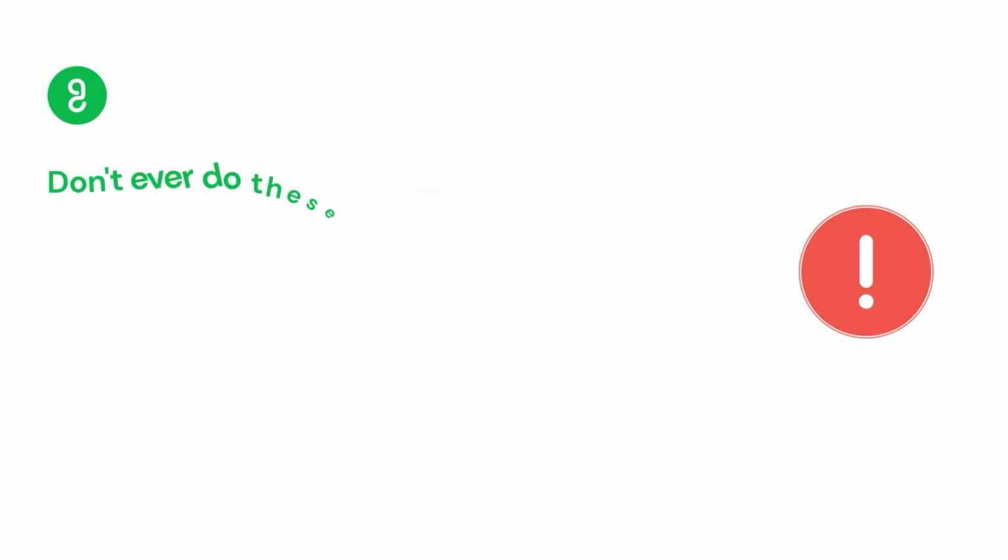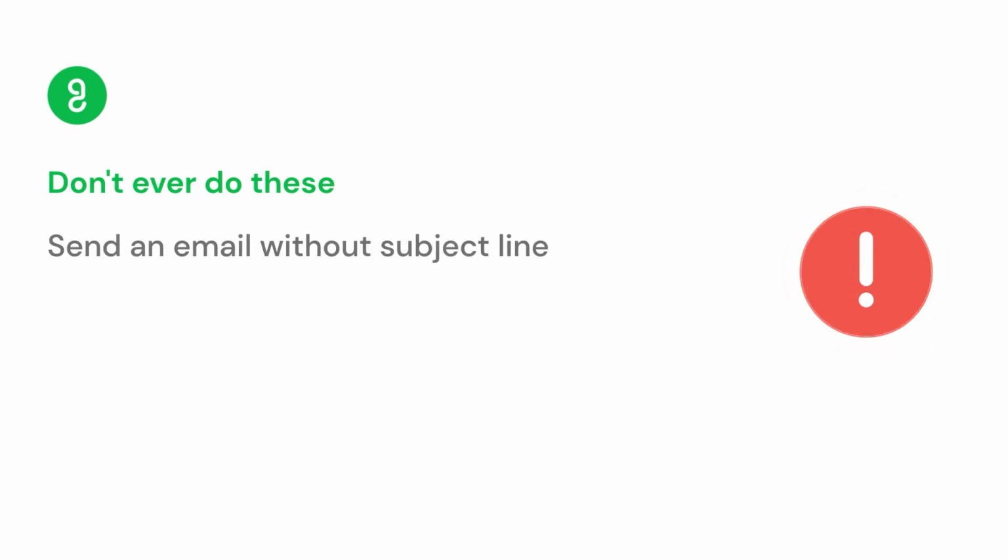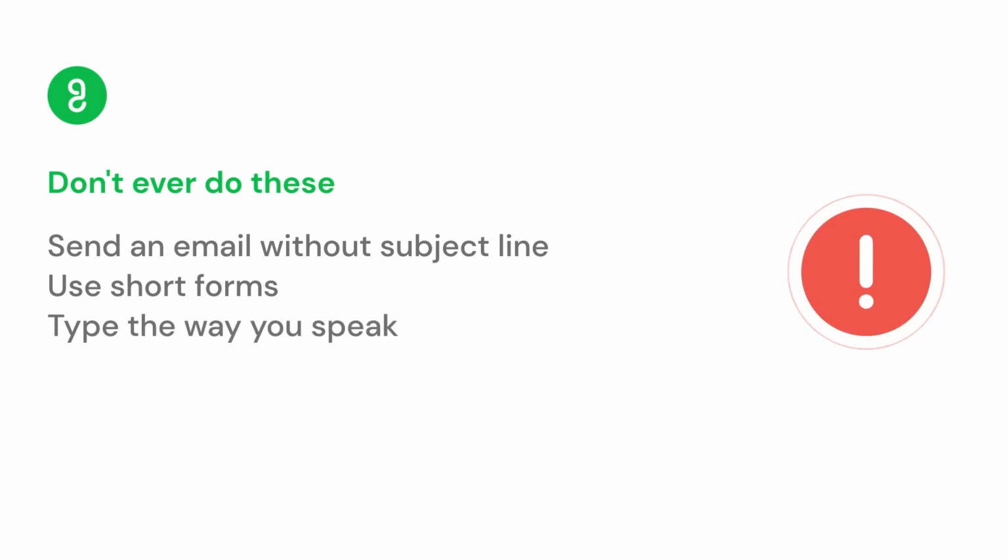Now, what are the don'ts when it comes to an email? Don't ever send an email without a subject line because it leaves a very bad impression. And avoid using short forms like how you do in your WhatsApp messages. Avoid abbreviations as well. And don't ever type the way you speak.